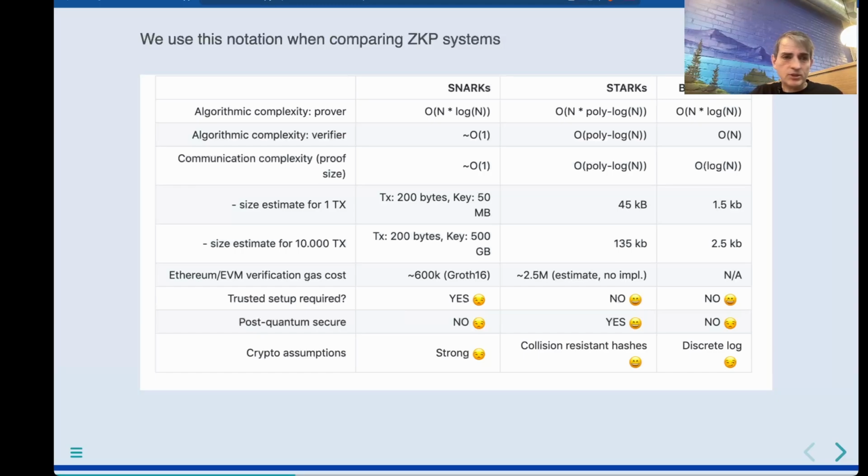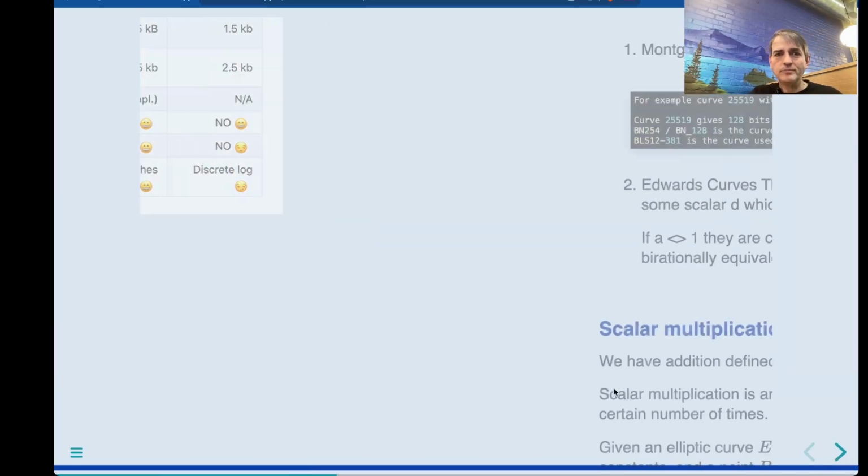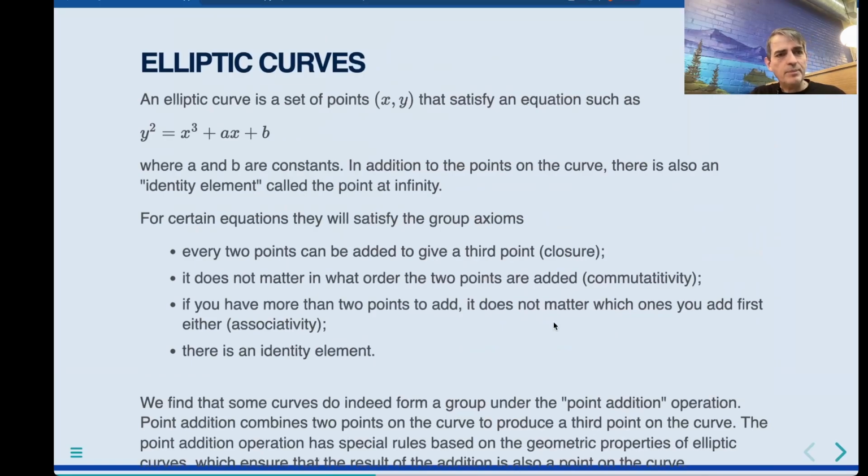Now, some of these estimates, particularly to do with the gas cost, are no longer true because Ethereum has moved on a lot since then. But it's just to give you an idea of this big O notation. Okay, let's move on. I'm going to talk now about elliptic curves.